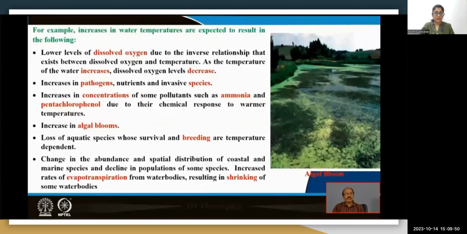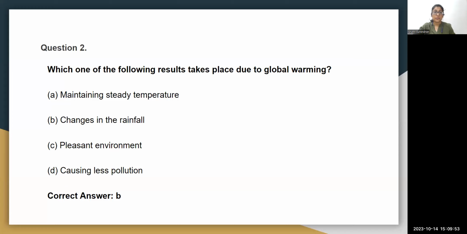So the question here is, which one of the following is taking place as a result of global warming? The correct answer is option B. Changes in rainfall occur. Steady temperature is not maintained. Temperature keeps on increasing gradually. The pleasantness of the environment reduces as a result of the increase in temperature and varying climate patterns. Then also pollution, the probability of pollution, is one of the reasons why global warming is occurring. So the last option is also valid. So here the correct answer is changes in rainfall.